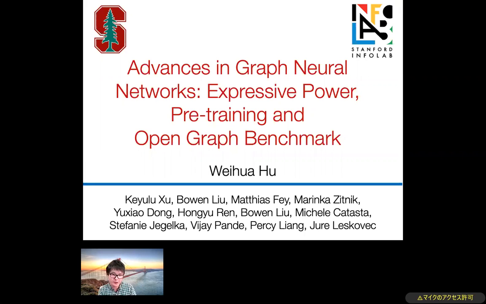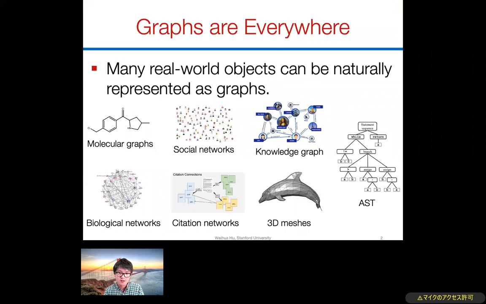I'm excited to talk about our advances in graph neural networks on expressive power, pre-training, and open graph benchmark. First, I'd like to start by saying that graphs are everywhere. Many real-world objects can be naturally represented as graphs, like molecular graphs, social networks, biological networks, and so on. We are interested in performing machine learning tasks over these graphs, such as predicting the properties of molecules or predicting new friendship in social networks.